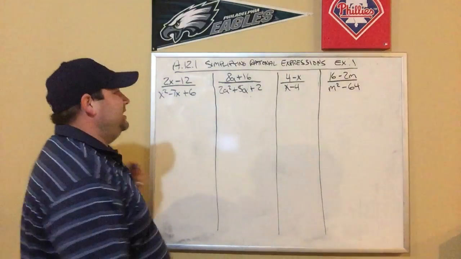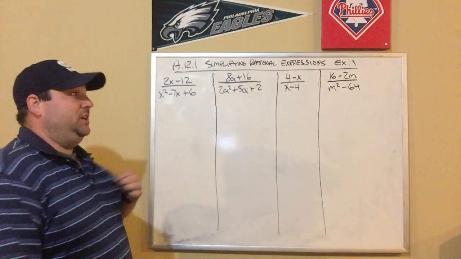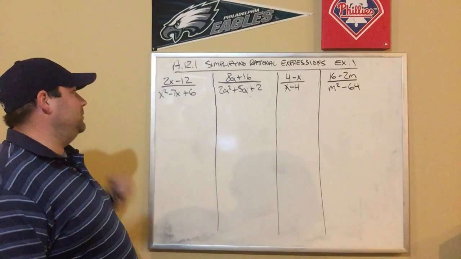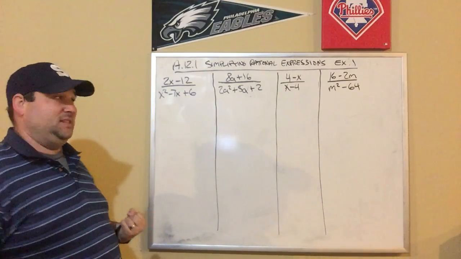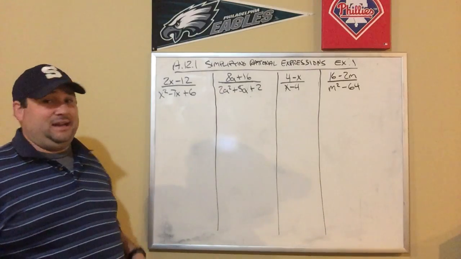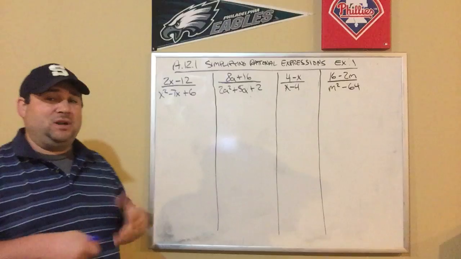So algebra, we got example 2 of simplifying rational expressions. These get a little more tricky. So when we look here, our first one, we got 2x minus 12 over x squared minus 7x plus 6. Right, now when you first look at it, you're like, I don't know. So what you're going to do is just factor the top, factor the bottom, and see what cancels.